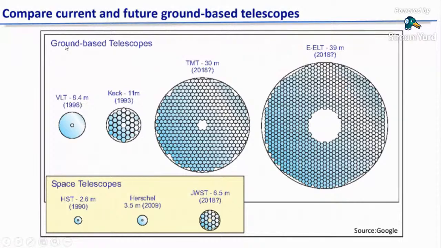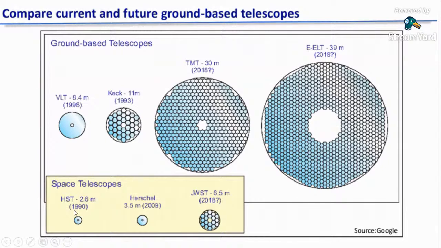So these are some current and future ground-based telescopes. This is the Very Large Telescope, 8.4 meter telescope in Europe, made by ESO. And this is Keck, 11 meter telescope. I missed that earlier. Keck is the 11 meter telescope. It's currently in operation, and it contains a segmented mirror. Keck was the first to get segmented mirror technology. These hexagonal mirrors are segmented mirrors.